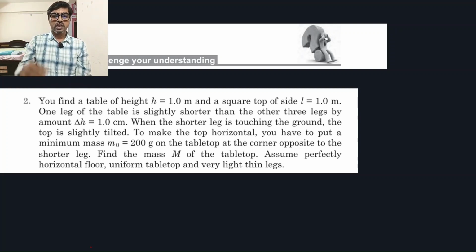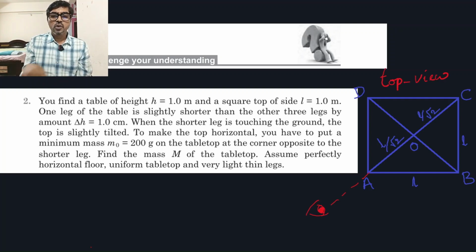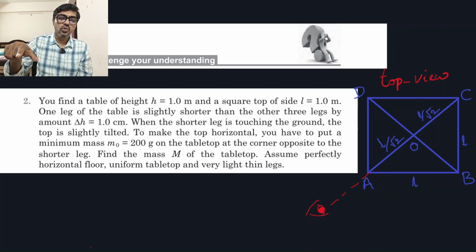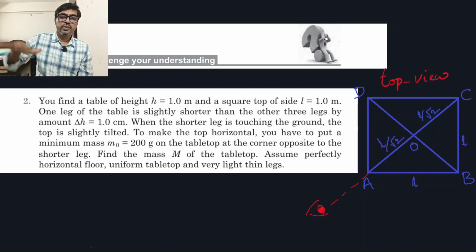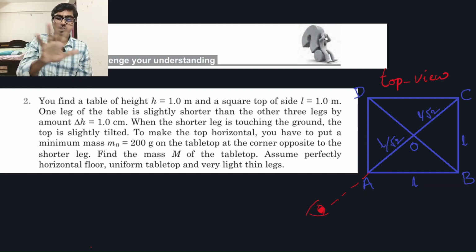Imagine you are going in a helicopter and start seeing from the top, and you see the top of the table, which is square in shape, ABCD, of side length L. The diagonals are AC and BD intersecting at point O. The total length of the diagonal is L root 2, so half of it will be L by root 2. So OA, OB, OC and OD are all going to be L upon root 2. This is the top view, giving you the information in the horizontal plane.